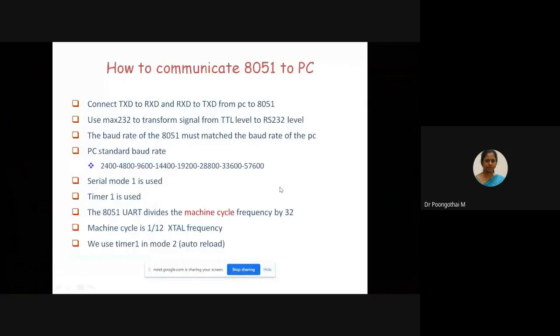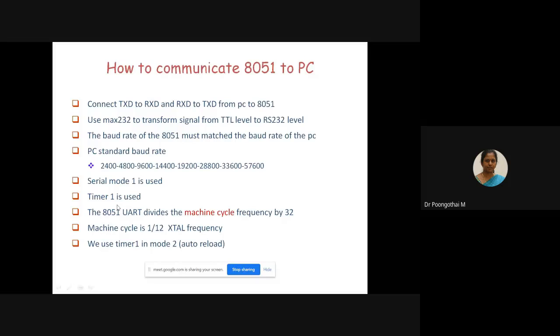Coming to this slide, the communication between your 8051 and your personal computer. To allow data transfer between your PC and 8051 without any error, we must make sure that the baud rate of 8051 matches the baud rate of the PC's COM port. So we have to check that the baud rate of your 8051 is matched with the baud rate of your personal computer COM port. The baud rate in 8051 is programmable with the help of timer 1 in mode 2.